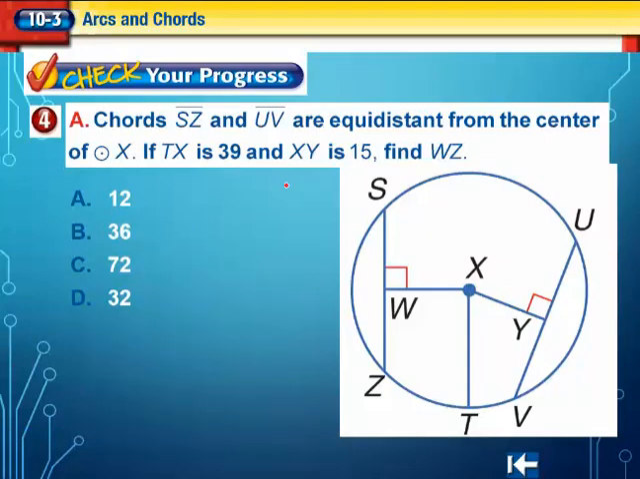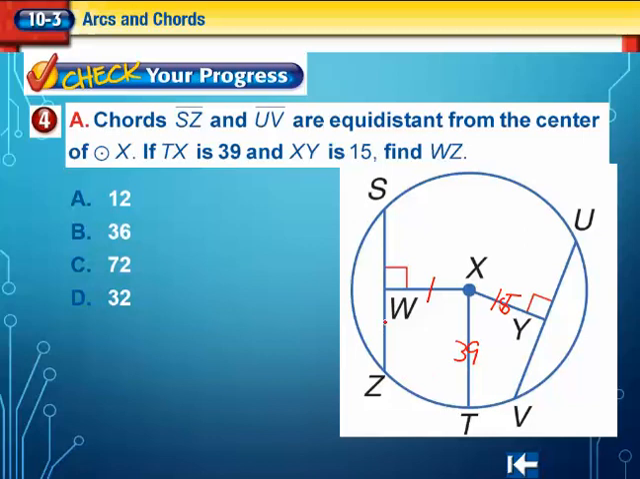Okay, if SZ and UV are equidistant, so I know these two segments are the same. If TX, so let's find TX, is 39, okay, what part of the circle is TX? If it starts from the center and goes to the edge, it is a diameter. And XY is 15.